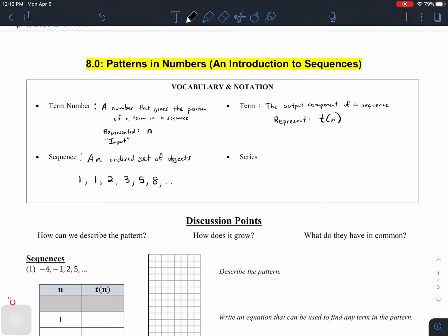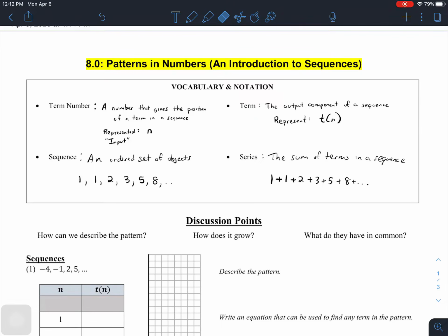Now, a series is the sum of the terms in a sequence. Using that same Fibonacci sequence, I would do 1 plus 1 plus 2 plus 3 and so on, plus 5 plus 8, and that would go on, and I would find that sum. So a sequence is a set of numbers or a set of objects that we're looking at. Term number is your input, term is your output.